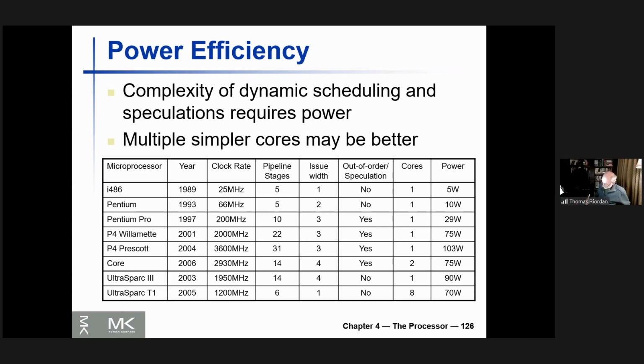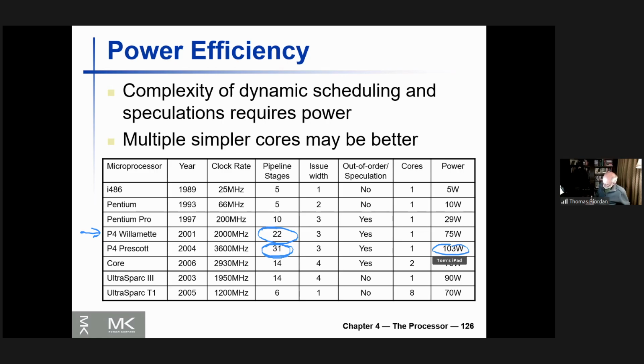Okay, so here is that processor that I mentioned earlier. 22 pipeline stages. Actually, this is the one that was semi-successful. Here's the one that fell off the cliff. 31 pipeline stages, 100 watts.